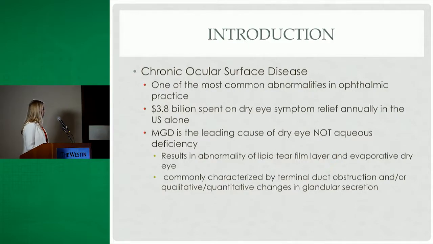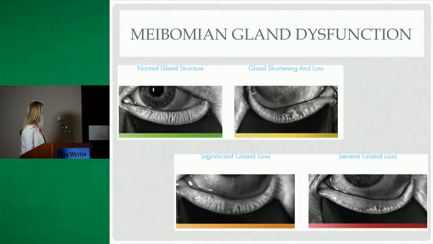It's been found that meibomian gland dysfunction is actually the leading cause of dry eye, and not aqueous deficiency, as most people previously thought. Meibomian gland dysfunction results in abnormality of the lipid tear film layer and causes an evaporative dry eye. It's commonly characterized by terminal duct obstruction and/or qualitative and quantitative changes in glandular secretion.